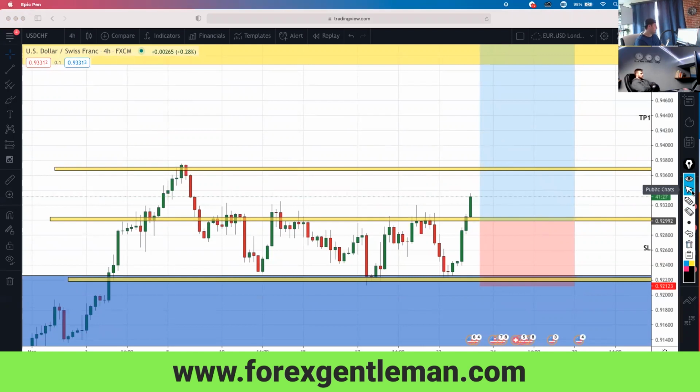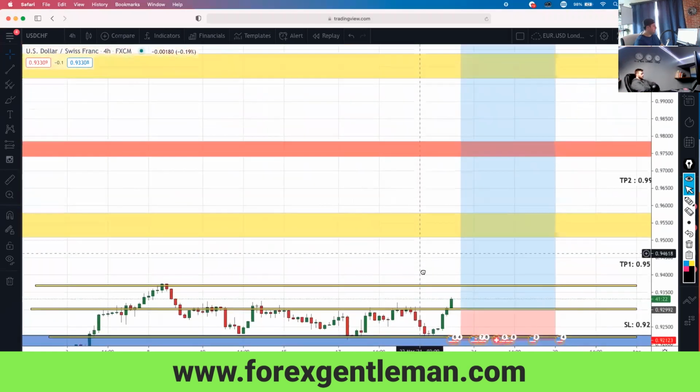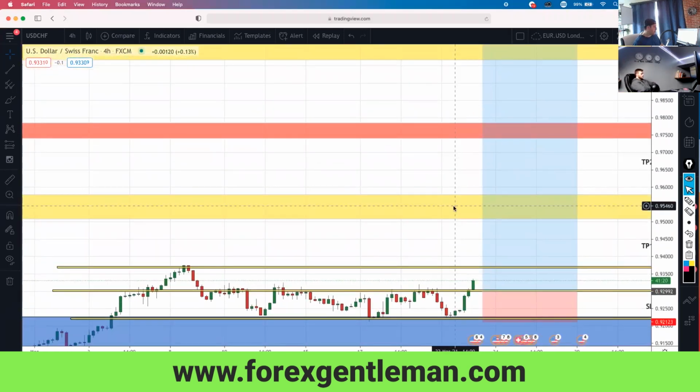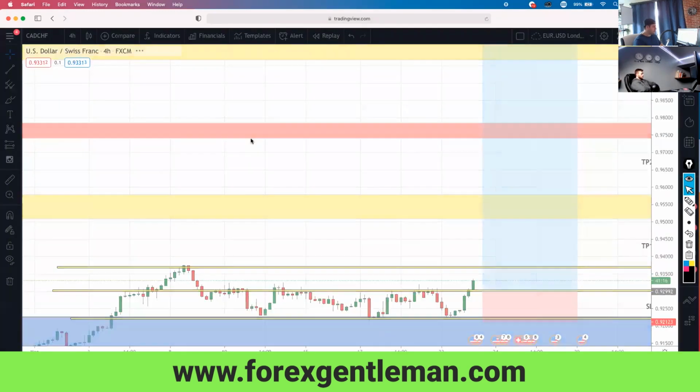So stay tuned for this. USD Swiss franc, we're looking to ride this up and make some money on this. So USD Swiss franc, that's our first analysis. CAD Swiss franc, which we are currently in.